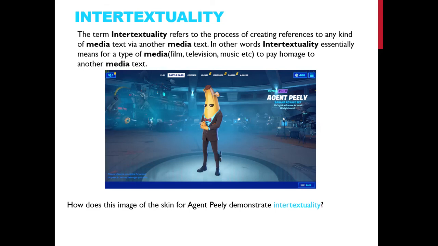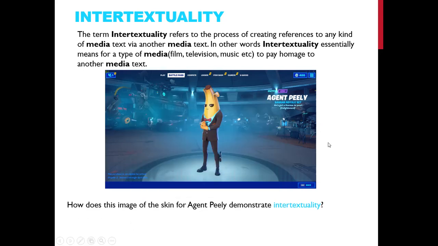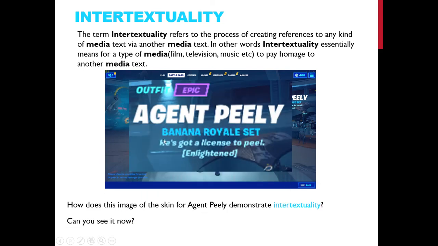Okay, so let's have a look at this, which is basically a zoom in of this area of the screen here. We've got Agent Peely, Banana Royale set. He's got a license to peel, enlightened. Can you see it now?